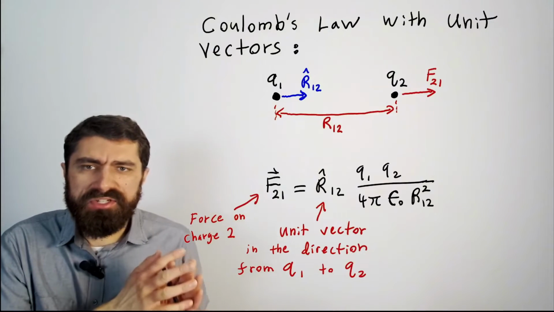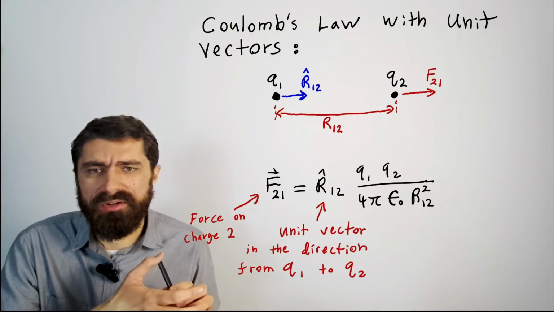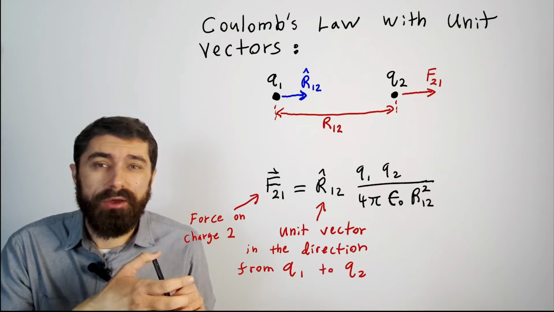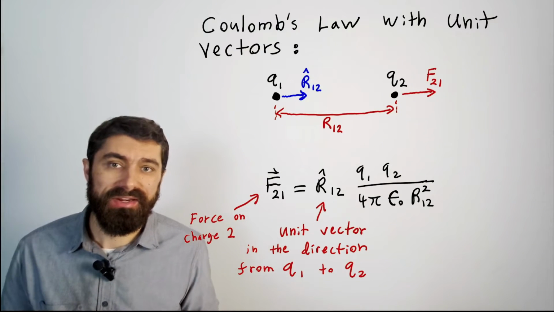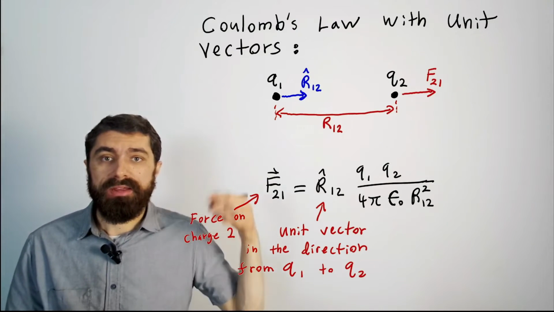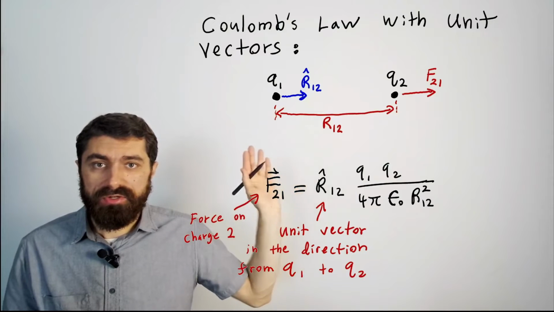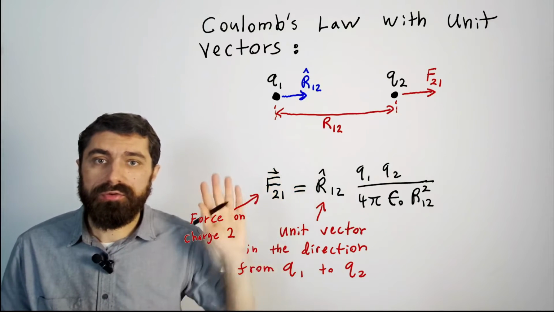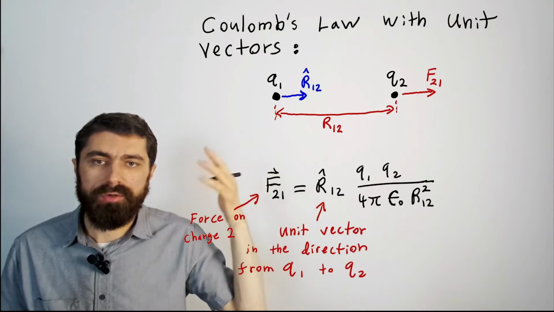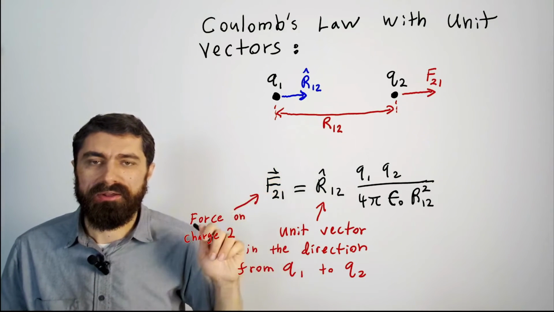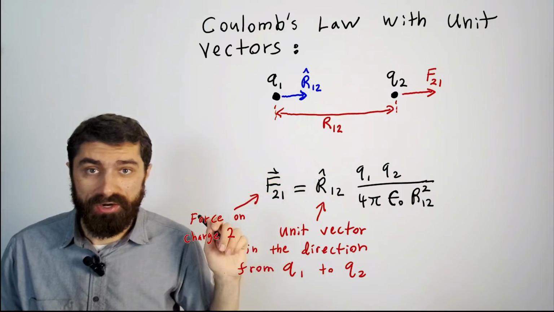Okay, so if you're still maybe a little bit confused on what a unit vector is or how it all works, I think the best thing is just to dive straight into an example here. And we can use unit vectors with Coulomb's law. So here's Coulomb's law, but in, you could say, formal unit vector notation here.